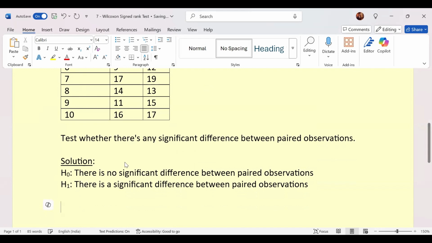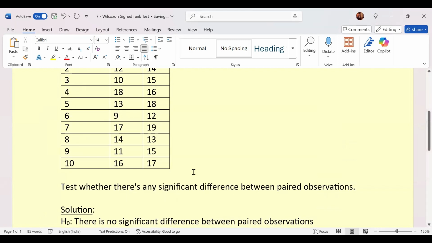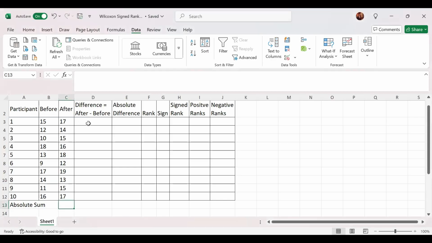Now we need to find out the difference between these scores. So for that, we'll create one Excel sheet. This is the Excel sheet. So here we will be finding out the difference, that is after score minus before score. So this minus this. We will drag the formula to all those. Next we need to find out the absolute difference, means modulus of. So absolute value of this number. We'll drag that formula everywhere.